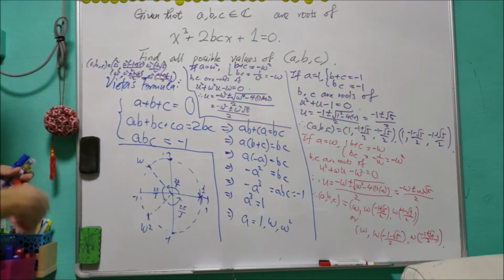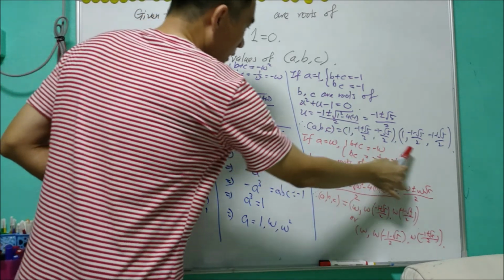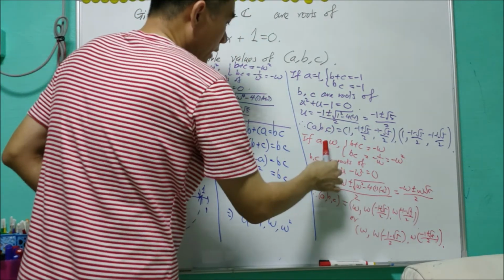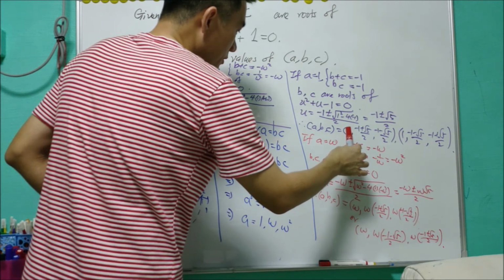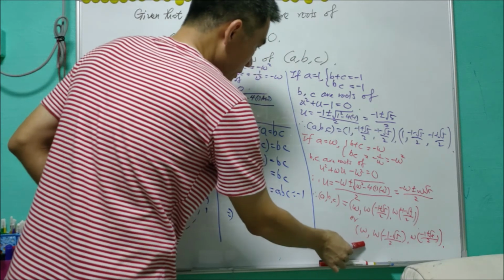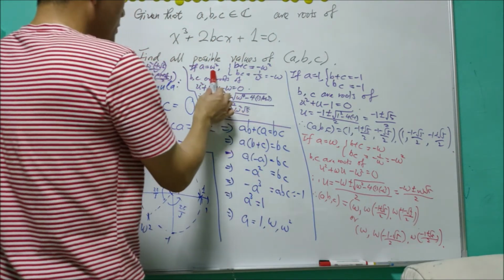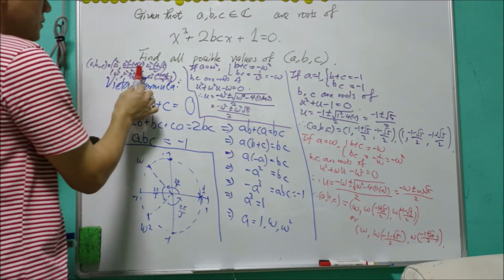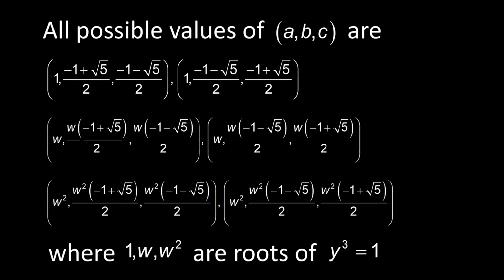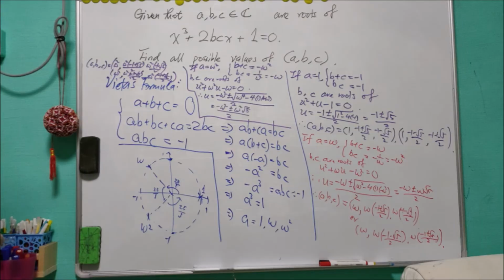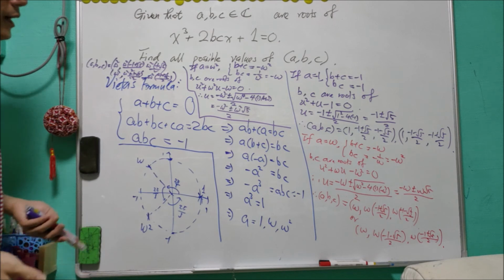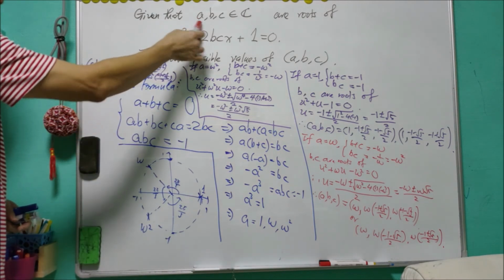So it's interesting to note that if a equals 1, these are the two possible answers. When a equals w, the only difference is the multiplication of w to each of the terms. And we have this. Likewise, for a equals w squared, these are the answers. So with this, we found all the possible answers for the complex numbers a, b, and c.